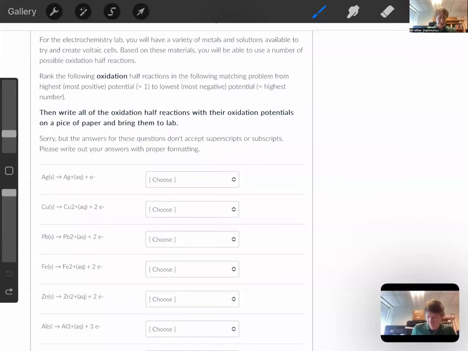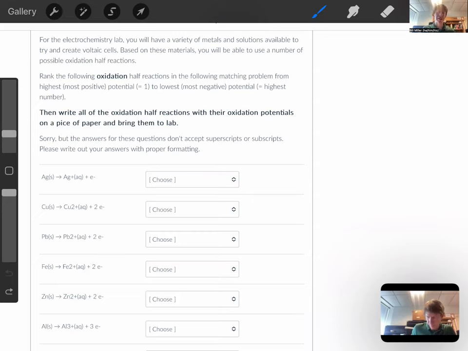For this problem, and this is related to the electrochemistry lab, you have a variety of metals and solutions available to try and create voltaic cells. Based on these materials, you will be able to use a number of possible oxidation half reactions. Rank the following oxidation half reactions in the following matching problem from highest or most positive potential, which will be number one, to lowest or most negative potential, which will be the highest number there is.